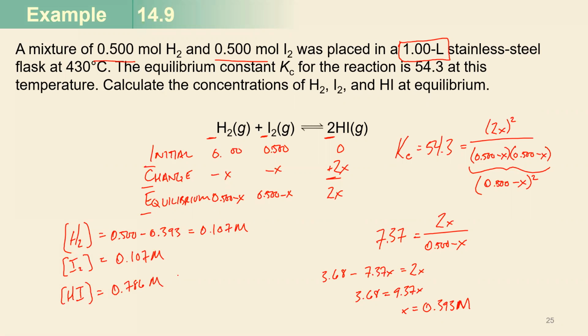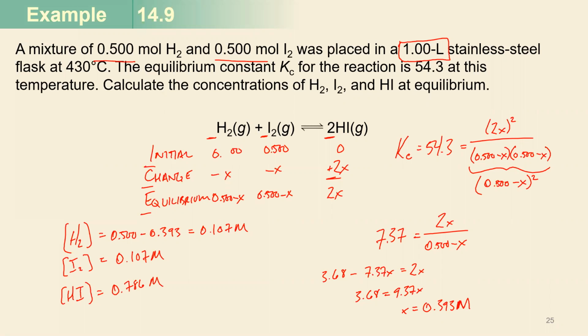Now, if you ever want to check your work when you're doing a problem like this, what you can do is you can just recalculate K. Right? You have equilibrium concentrations. Those concentrations should still give you your K value. And so if we do that very quickly, 0.786 squared divided by 0.107 squared gives me 54.0. That's pretty close. If we had given it one more sig fig, we might have gotten it bang on, right?